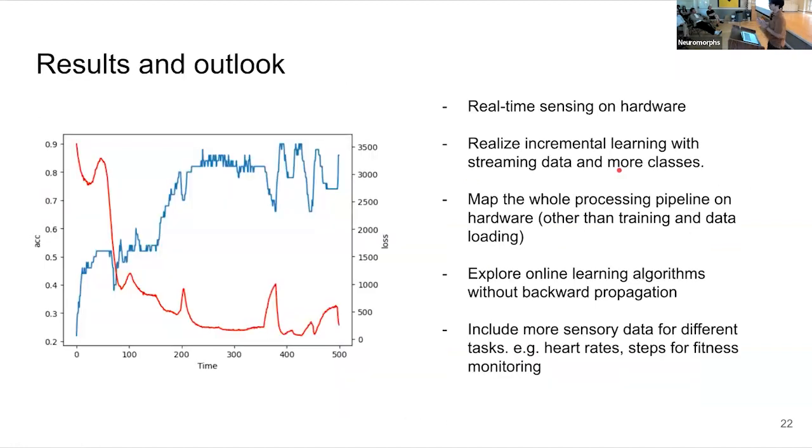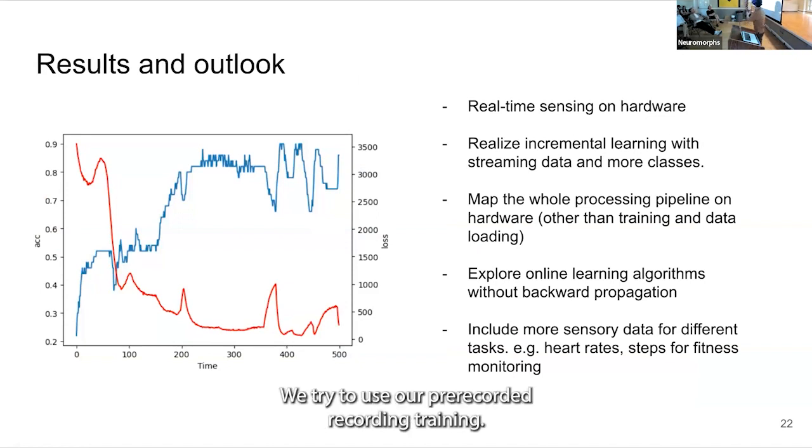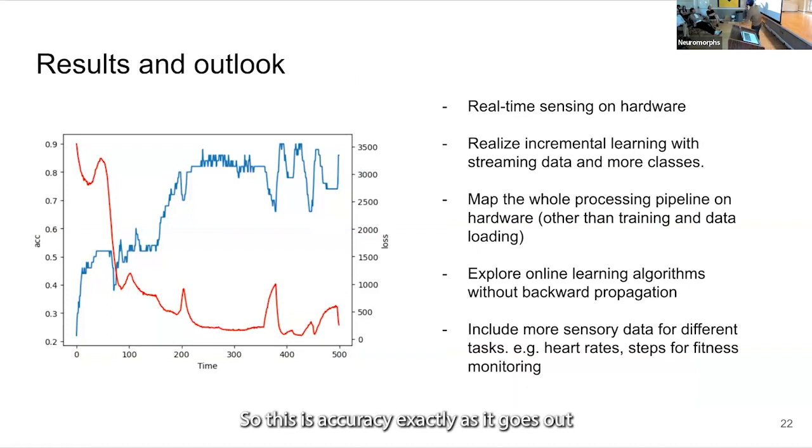So this is the idea when we try to use our pre-recorded data to do more training. This is accuracy. The accuracy goes up when we do more recording, when we include more data sets, and then the loss goes down. And so it's practically possible. And we also have more outlook.